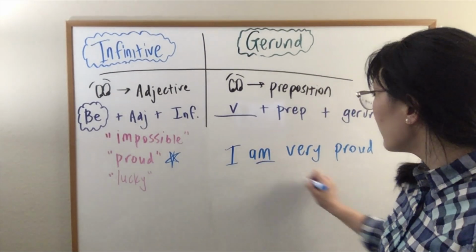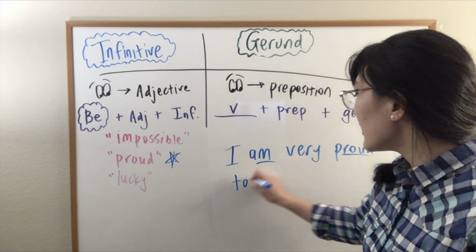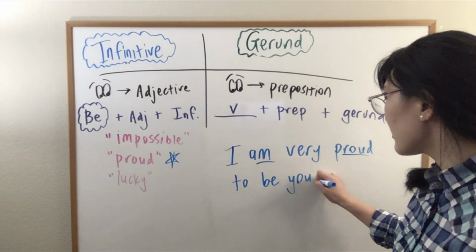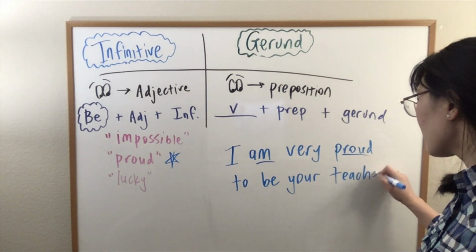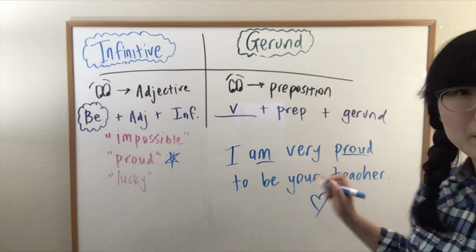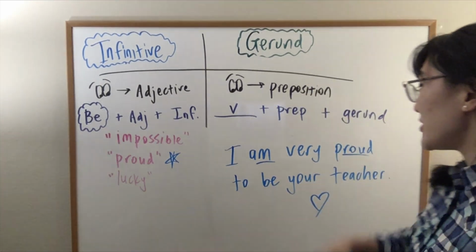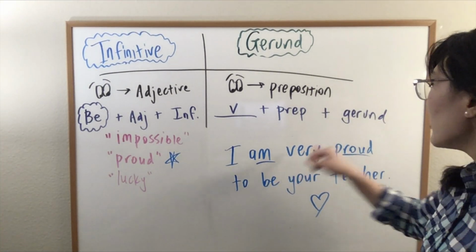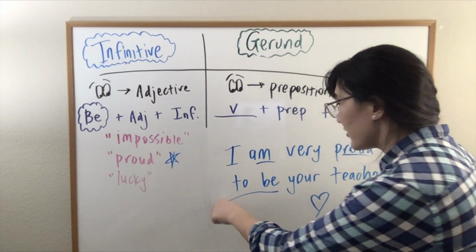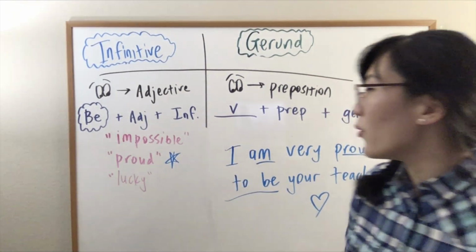Be verb, adjective, to be your teacher. I am proud to be your teacher. It is my honor. I am so happy to be your teacher. Okay? So again, be verb, adjective, infinitive here. Okay? Let's look at one more.